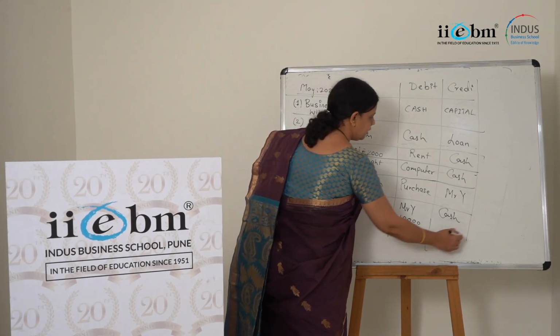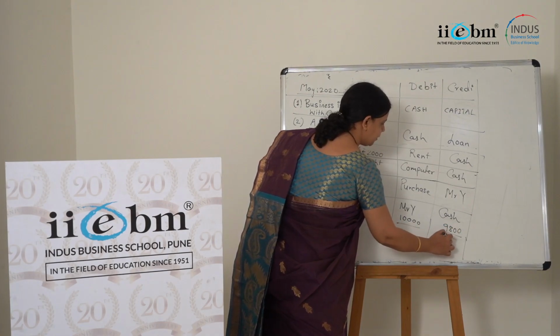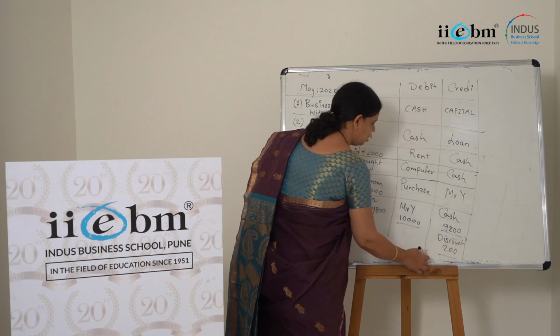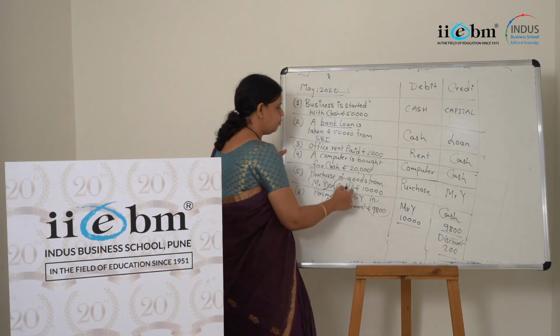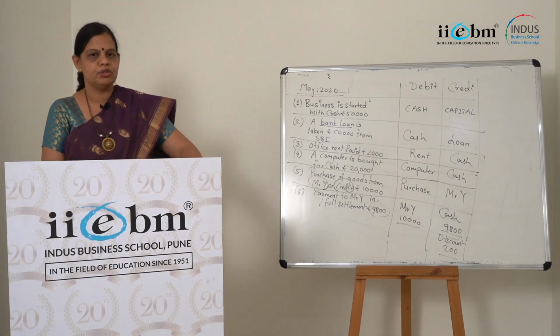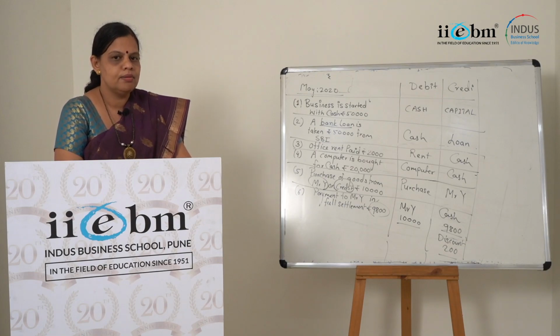And cash credit how much? 9,800. And one more account will appear here. What is that account? Discount of 200, because I am supposed to make a payment of 10,000, but I am not making the payment of 10,000. I am just making the payment of 9,800. So there is an amount of discount, that is 200.